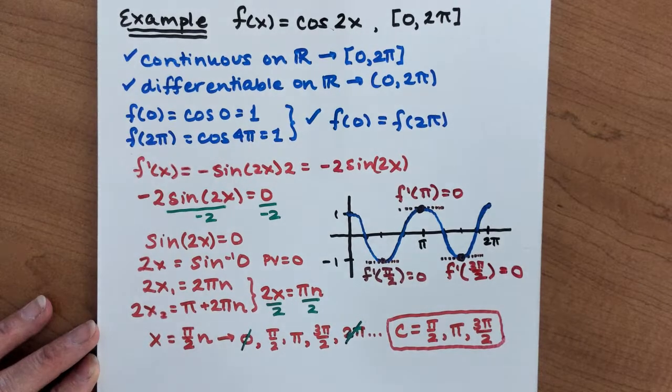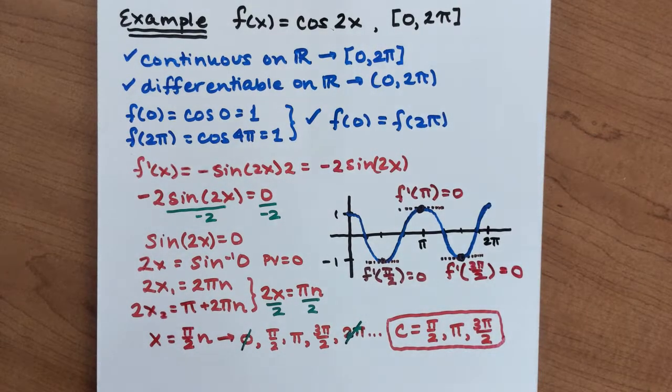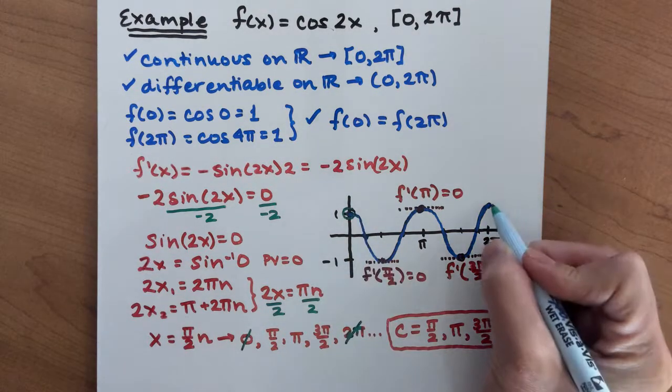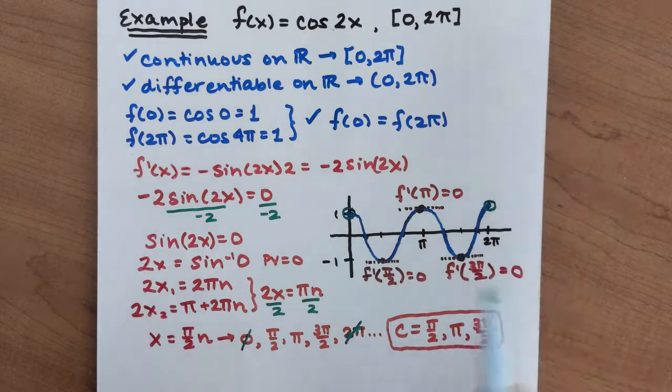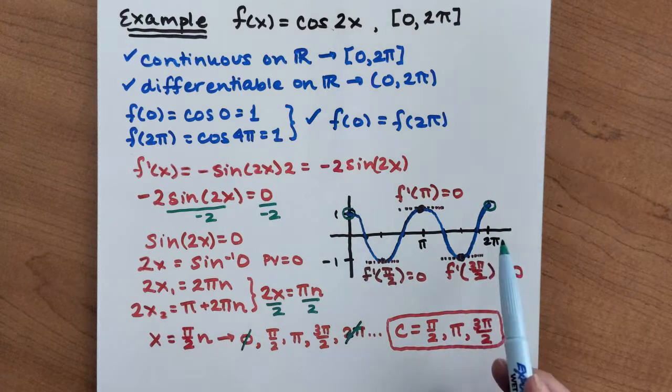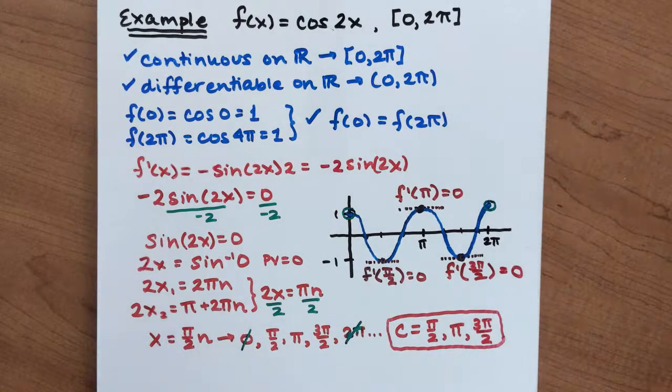So there's our example illustrating how to apply Rolle's theorem to a function that is continuous on a closed interval and differentiable on the open interval, and whose endpoints have the same y value. Again, in this case, the endpoints are where x is 0 and x is 2 pi, and the y value is 1.